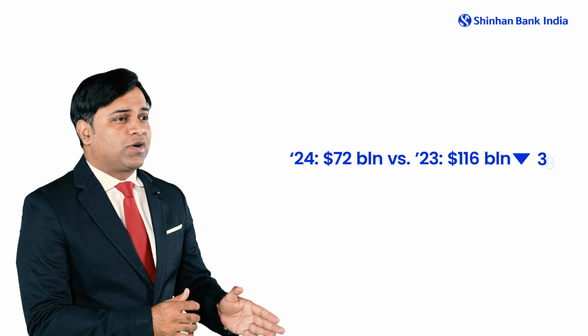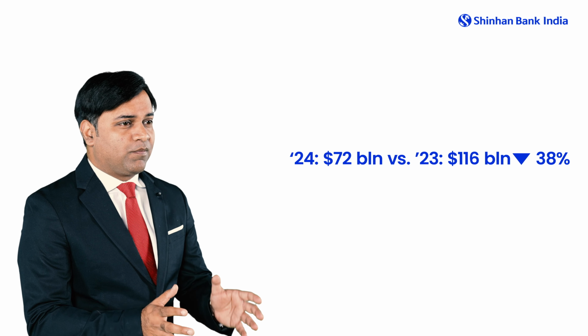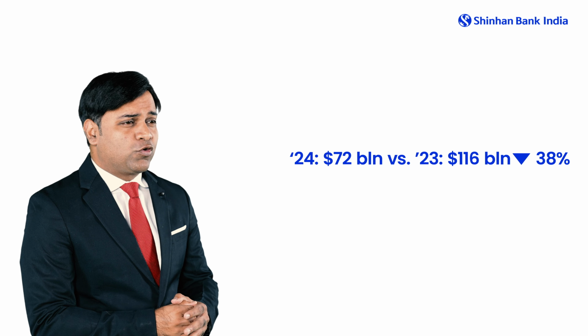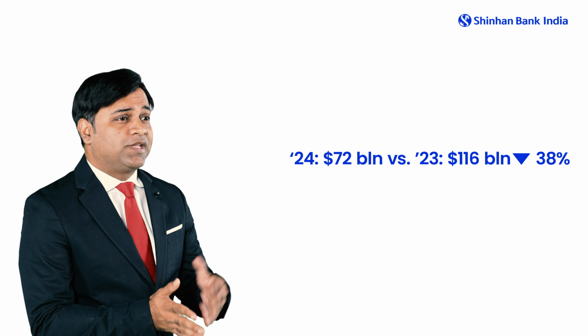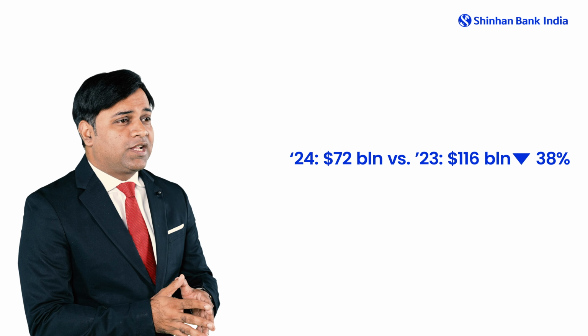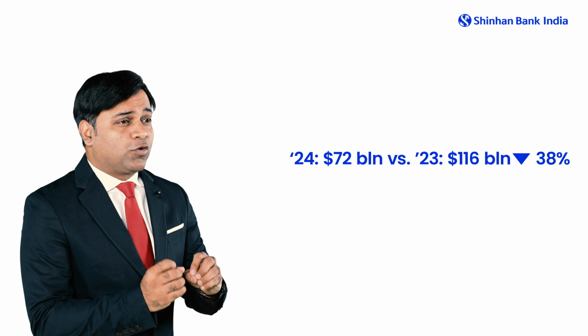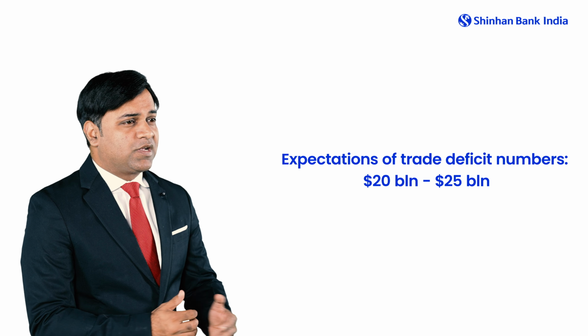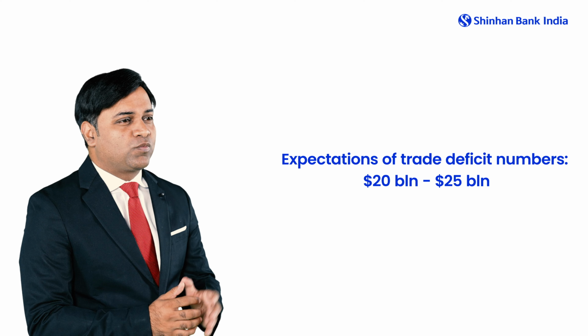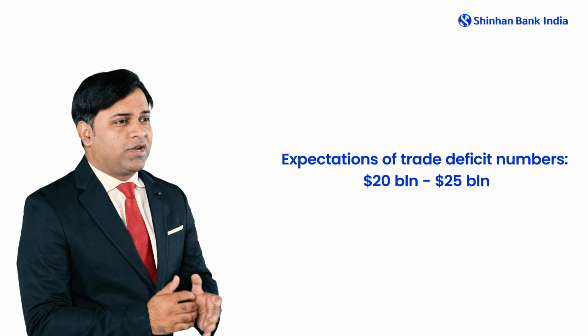Overall, if we talk about the April to January 2024 number, it has come to around $72 billion versus $116 billion as compared to the same period last year. So definitely it has narrowed in terms of the overall number. What we foresee for the coming quarters and the coming months is the trade deficit numbers to be in the range of $20 to $25 billion.